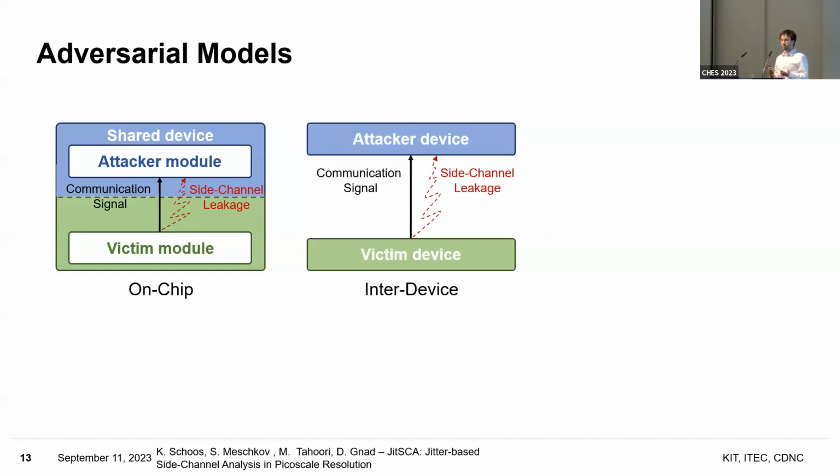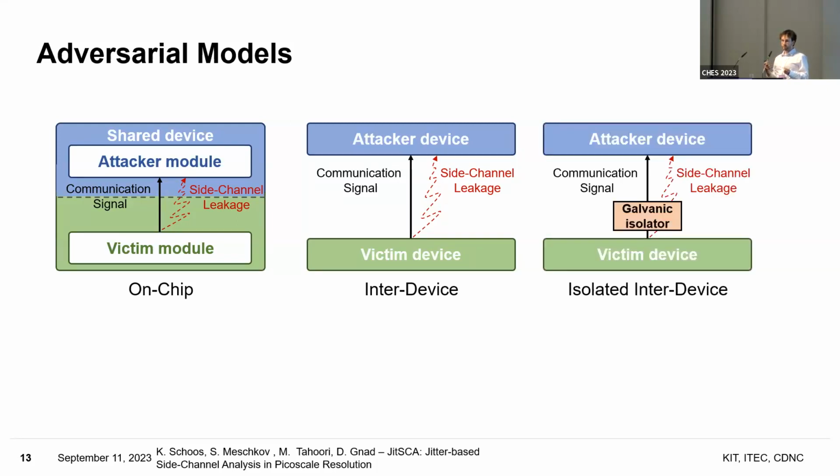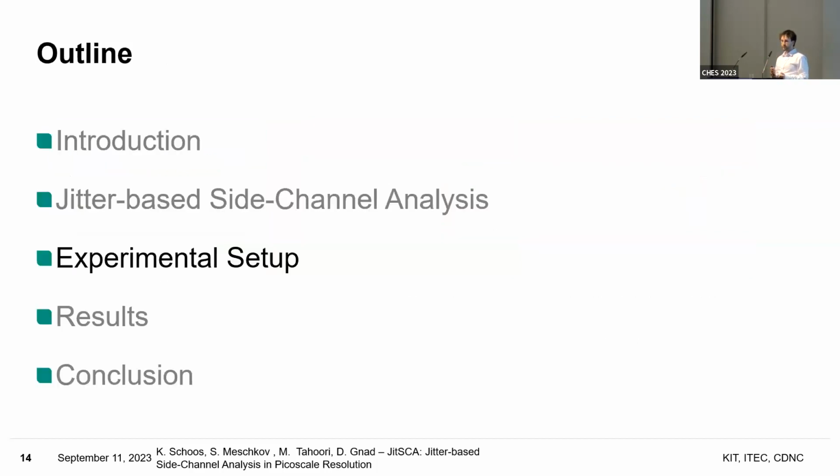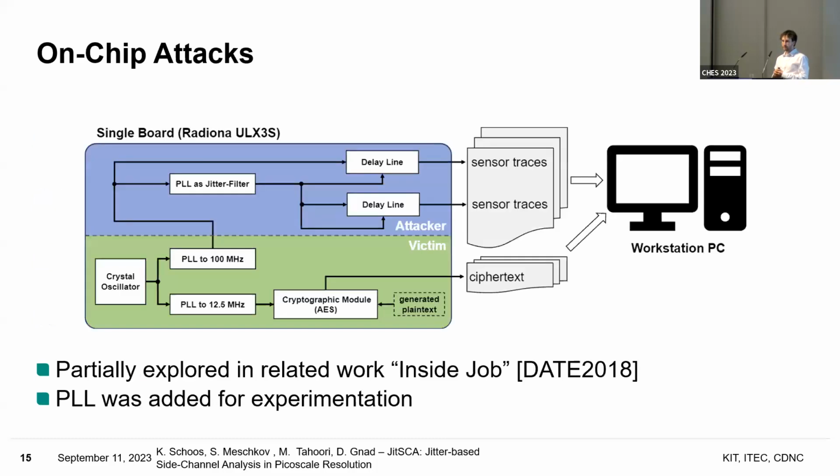So what we need to do is we also need to separate the two devices and separate the power domain, so there would only be a communication signal. And if we want to be more serious, we would add a galvanic isolator to be sure that it's really the timing information and there are really completely separated power domains. However, that also means that we have an increase in isolation from left to right. So let's come to our experimental setup and explain these three setups in more detail.